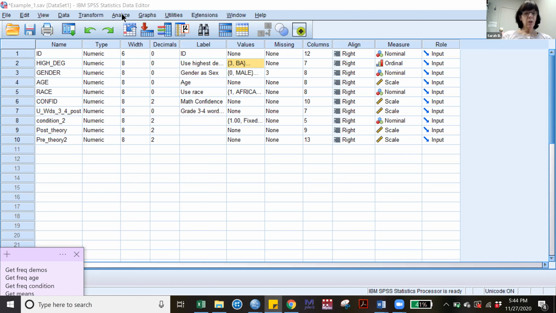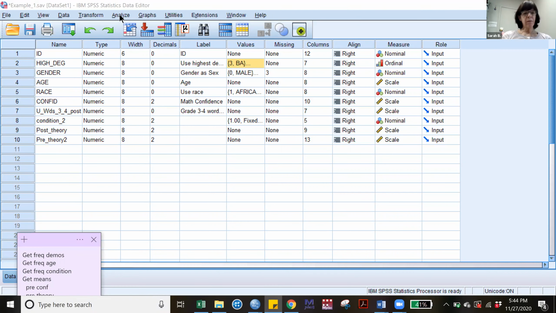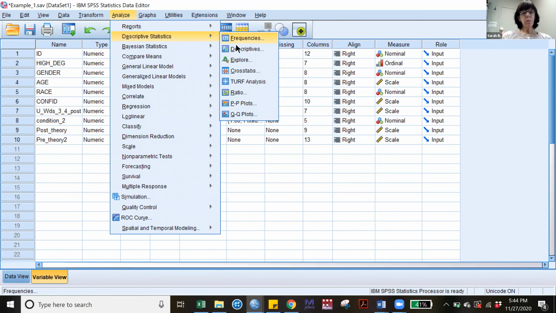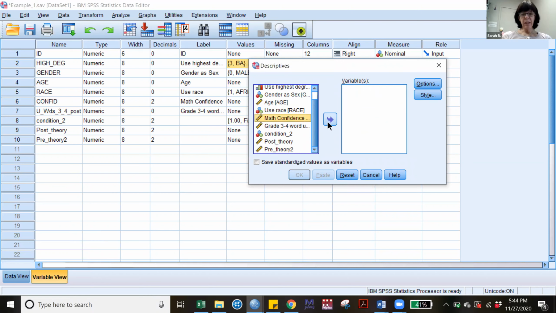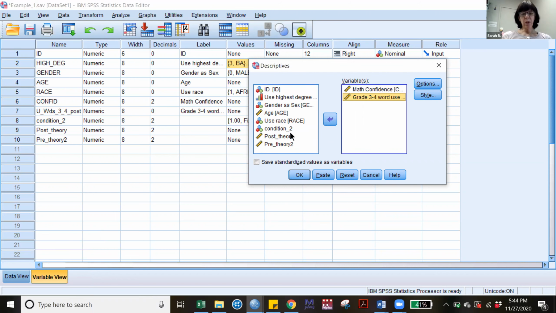So what we're going to do is just look at the simple means overall, regardless of group. We're going to start with that. And so we're just going to look at descriptives, just the means and standard deviations. And we're going to look at them for math confidence, that was pre. Word use, that's post. Theory, that's post, and pre-theory, that's pre.